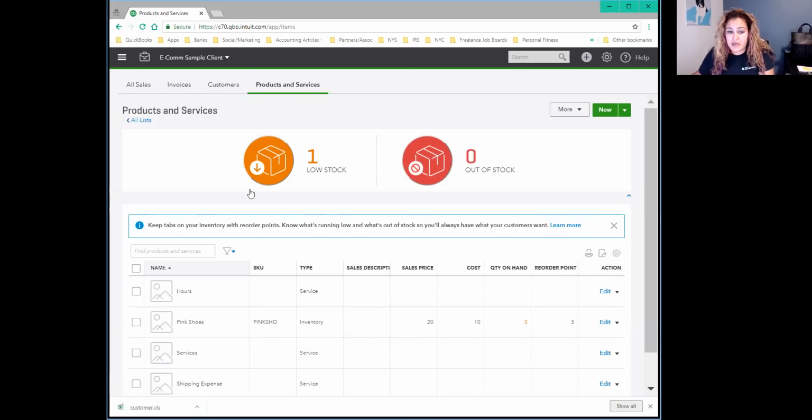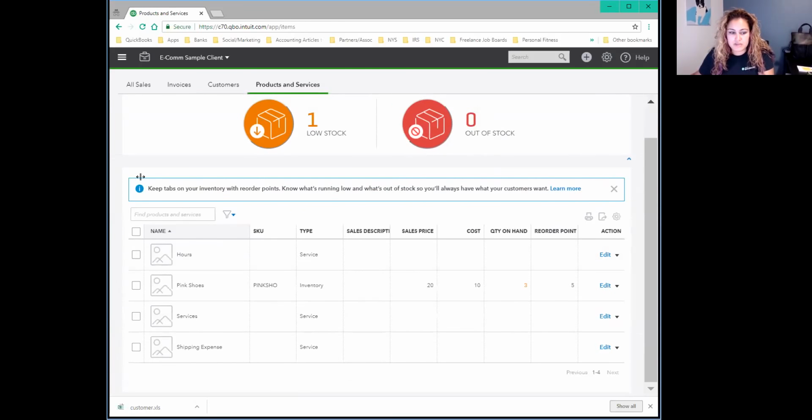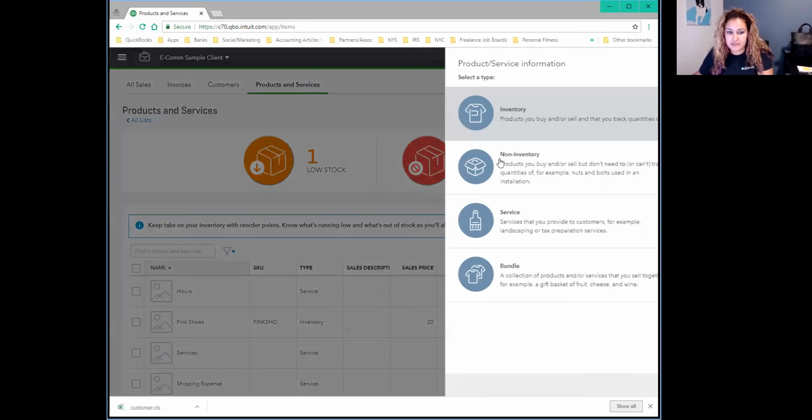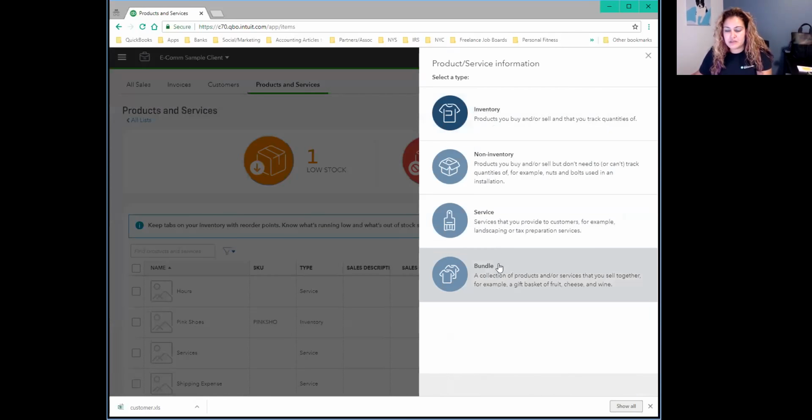So in this company, we have inventory turned on. The reason that we're seeing what's in stock and out of stock and so on is that. Like these pink shoes, for example, were an inventory item, and then I sold them to Dreamers and Doers. So now I'm really low on my inventory, so it's warning me. But if we wanted to set up a new product or service, what you choose here is what's going to determine what happens on the back end.